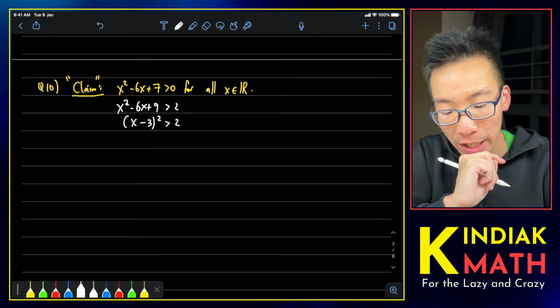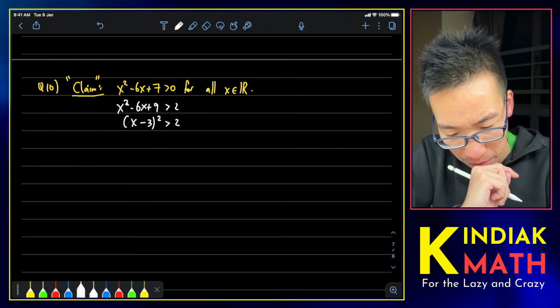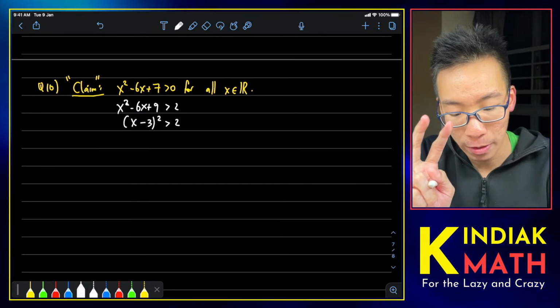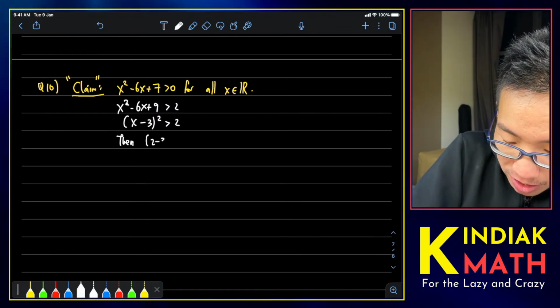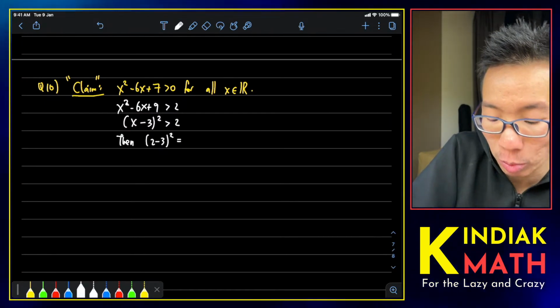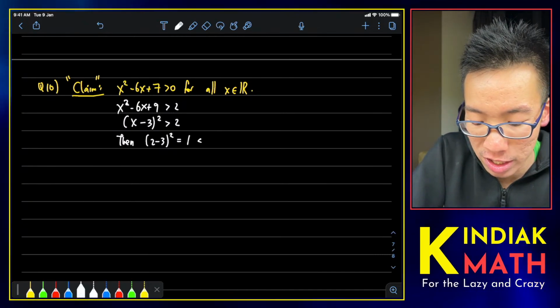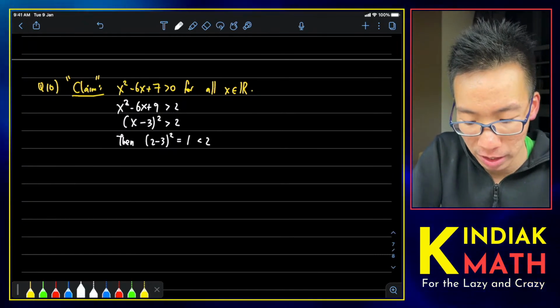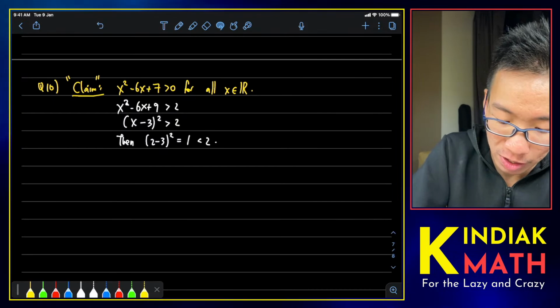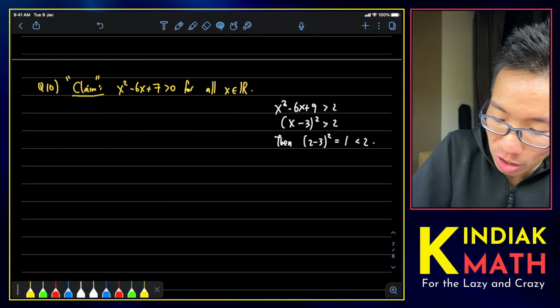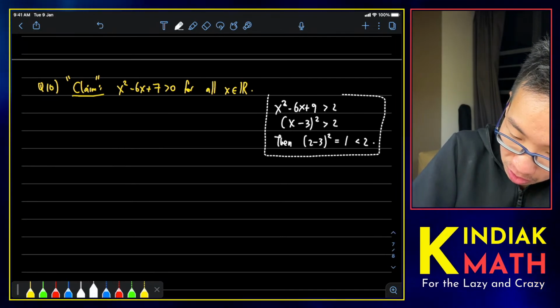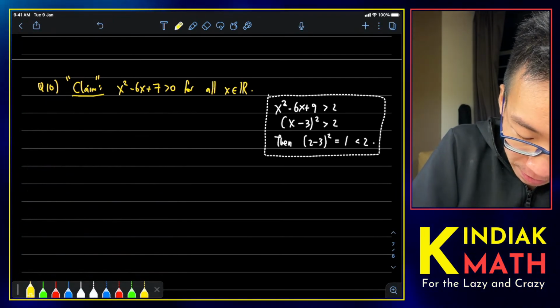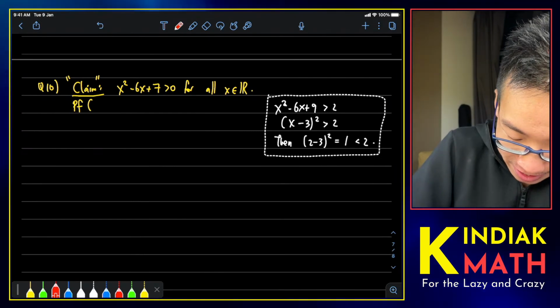So we can try the number 2. 2 minus 3 squared is going to be 1, but that's actually not bigger than 2. So this is sort of the rough working. This is not a proof, so I need to prove it properly. Right? So let's prove it properly. Prove that this guy is actually false.